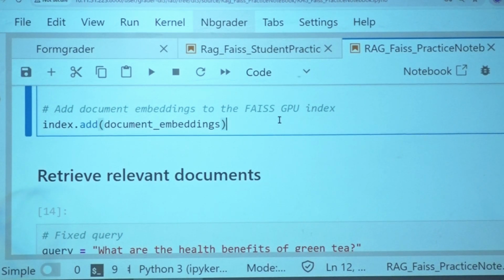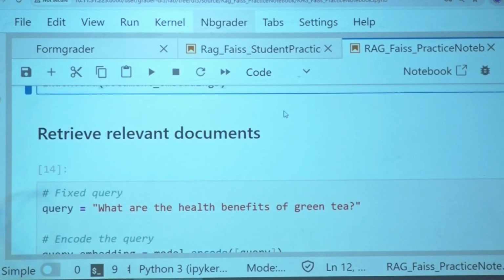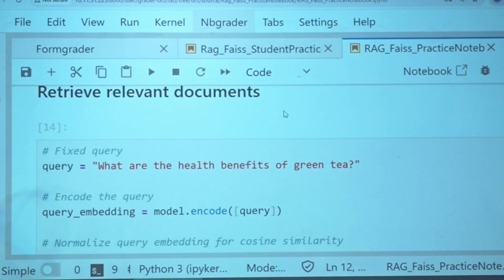Correct? So we have assimilated the documents in the index. We know what is where and we know how the documents are. Okay. Now let's start with the query processing. So we go to the next stage.